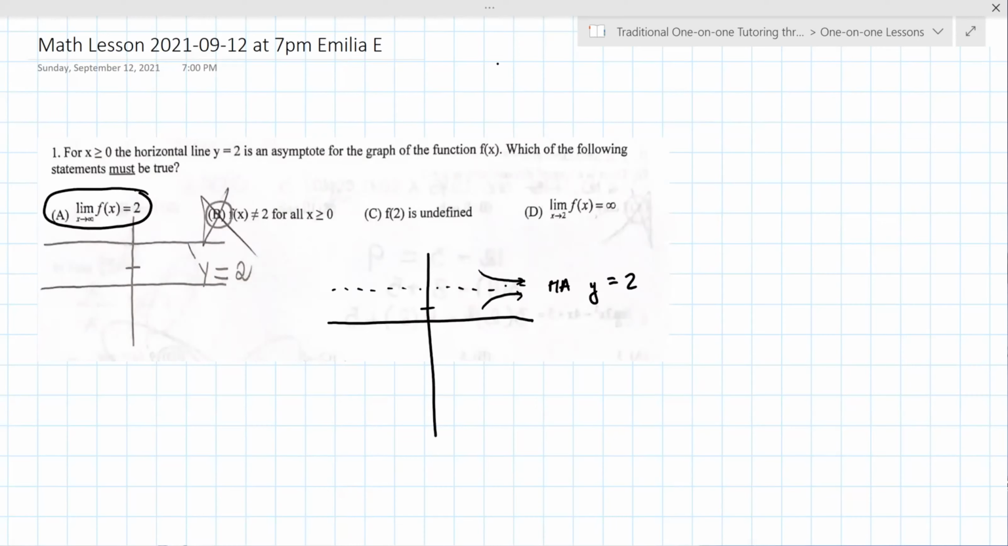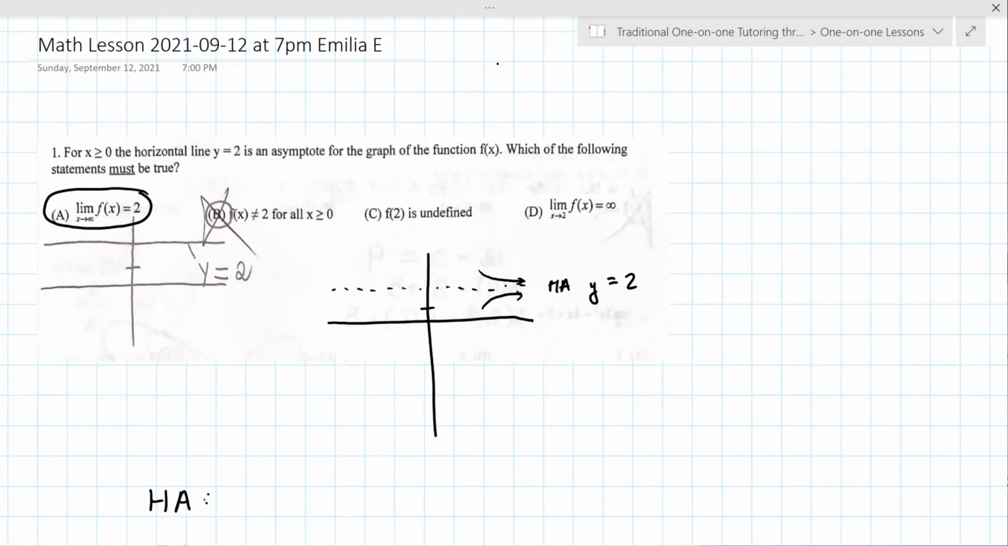Limit as x approaches infinity. So I'm confused because can't it not equal 2 since there's an asymptote there? So the limit is what it approaches, and that's the same thing. I see. So it's just saying on both sides, or as it approaches infinity, it'll approach 2. Okay, yeah. So here's the summary.